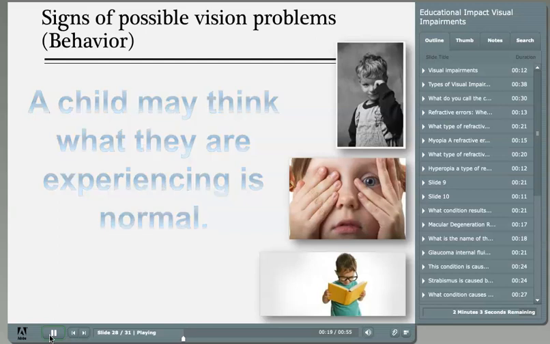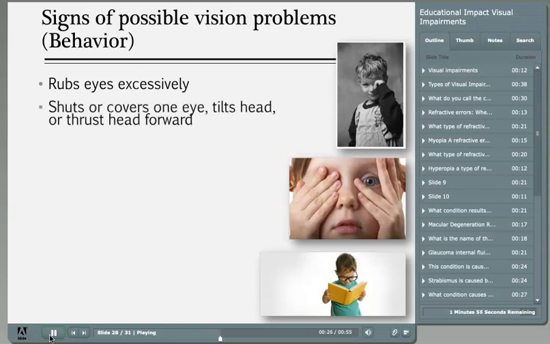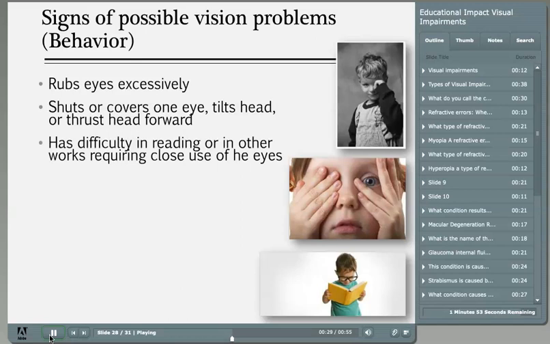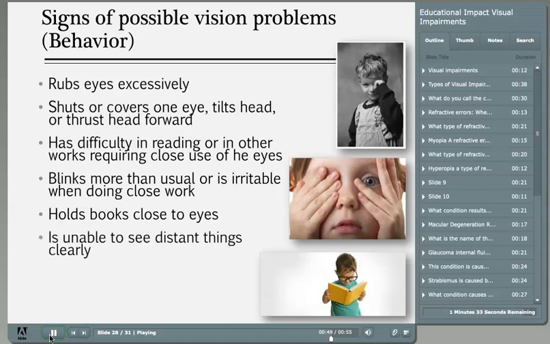Possible behaviors to look for include: is a child rubbing their eyes excessively? Is the child shutting or covering one eye? Are they tilting their head forward? Does a child have difficulty reading or difficulty doing anything else that requires close use of the eyes? Do they blink more than usual, or does it seem that their eyes get tired when they're doing close work? Does a child hold books close to his or her eyes? Is a child not able to see distant things very clearly? And do you see a child who squints their eyelids together or frowns quite a bit?